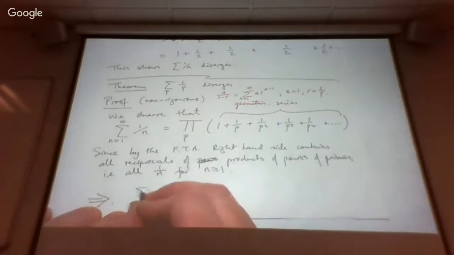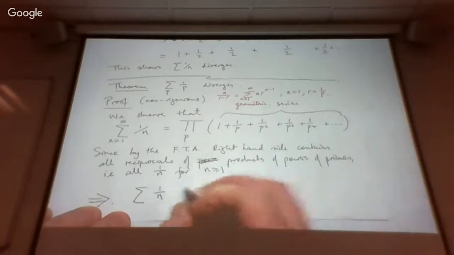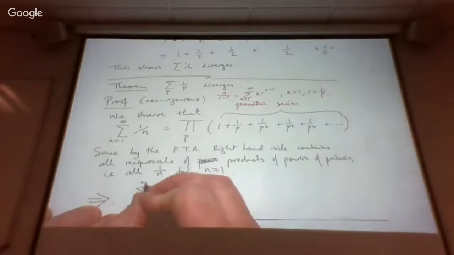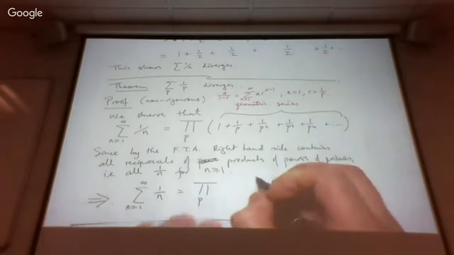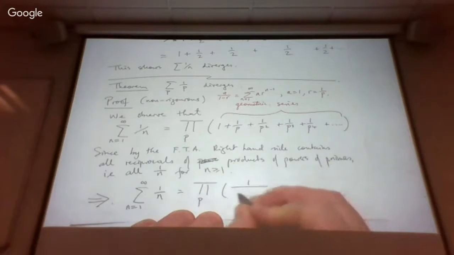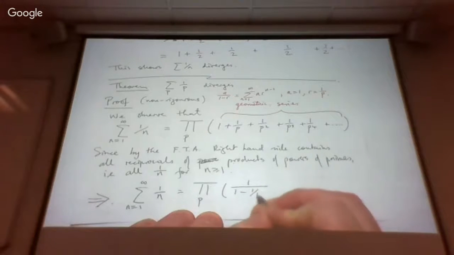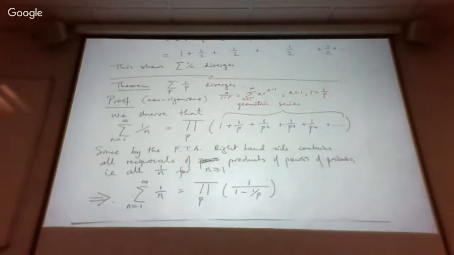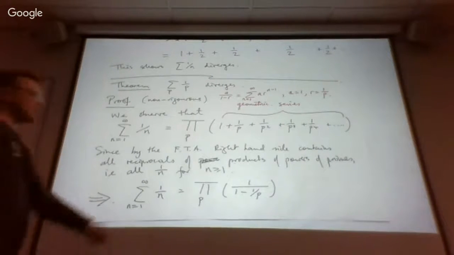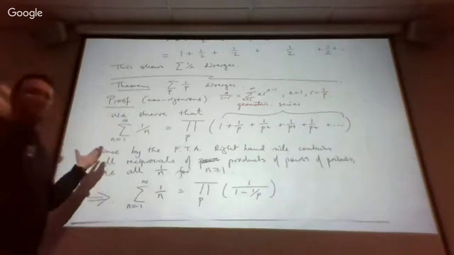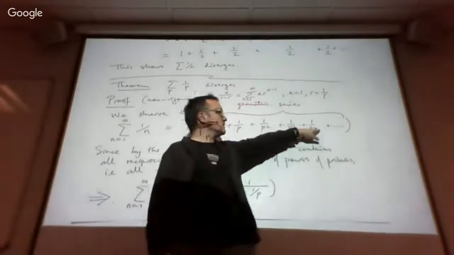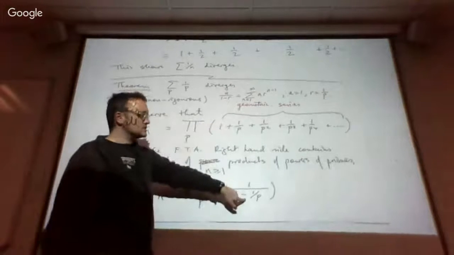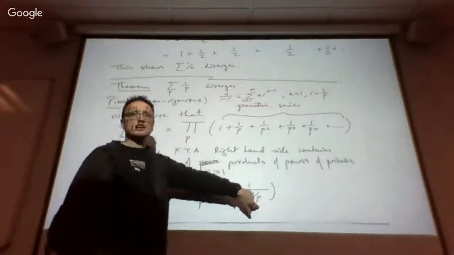So then we get this really nice result that the harmonic series is equal to the infinite product of 1 over 1 minus 1 over p. You take that factor for every prime p, and you multiply them all together. Okay? Because each of these brackets is a geometric series which has this sum, a over 1 minus r.